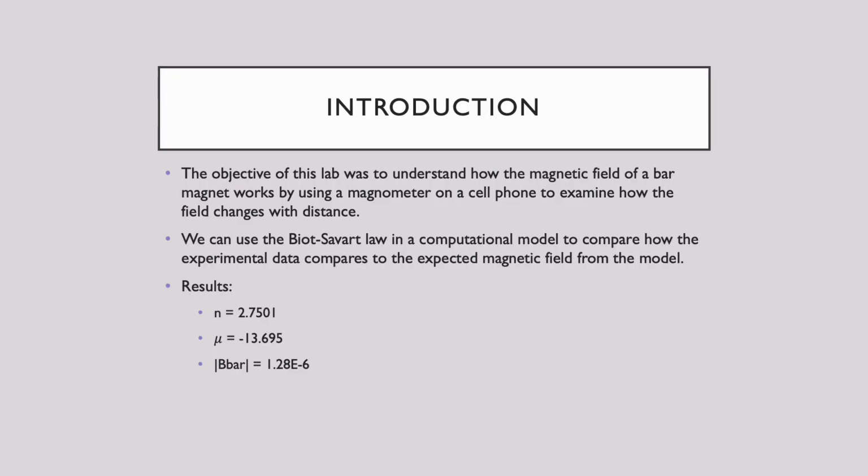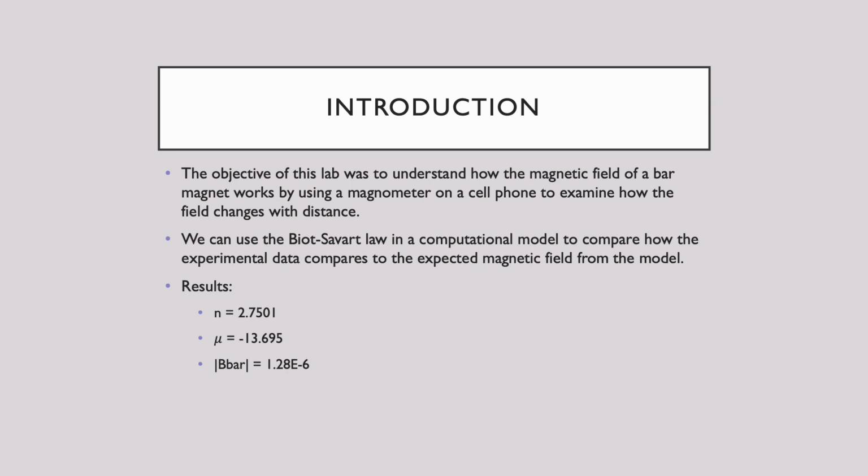So the objective of this lab was to understand how the magnetic field of a bar magnet works by using a magnetometer on a cell phone to examine how the field changes with distance. We can do this by using the Biot-Savart law in a computational model to compare how the experimental data compares to the expected magnetic field from the model.